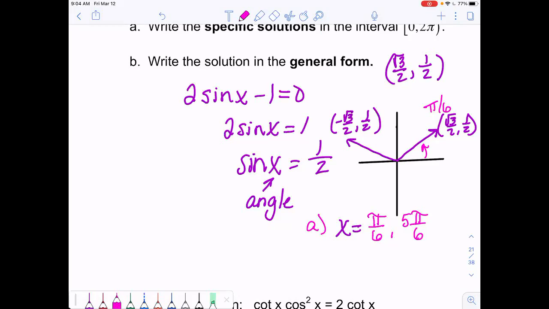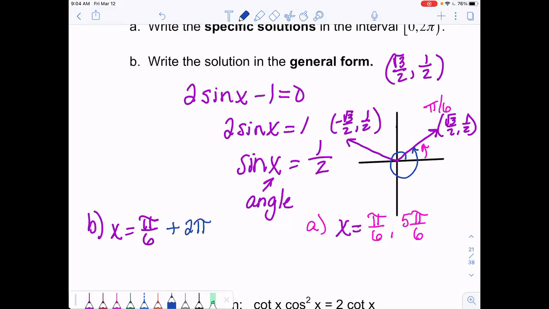Now it says to write it in general form. General form will get me that angle every single time I spin around the unit circle. So to write general form, you take the angle, pi/6. And if I want to find that same angle by spinning all the way around the unit circle, what would I do to pi/6 to find that same angle, but rotate one full spin around the unit circle? Jenny, do you know what I would add to it? You would add 2 pi.